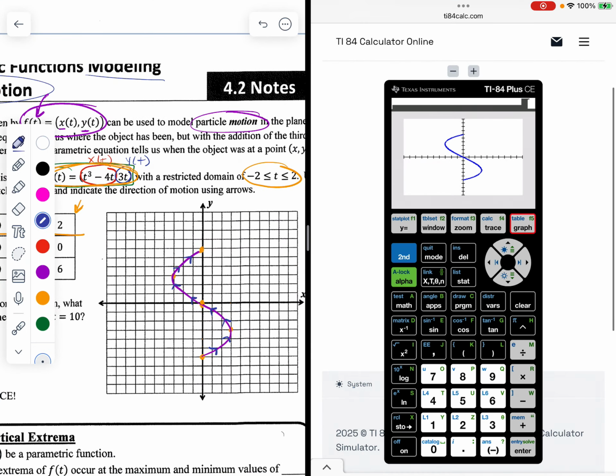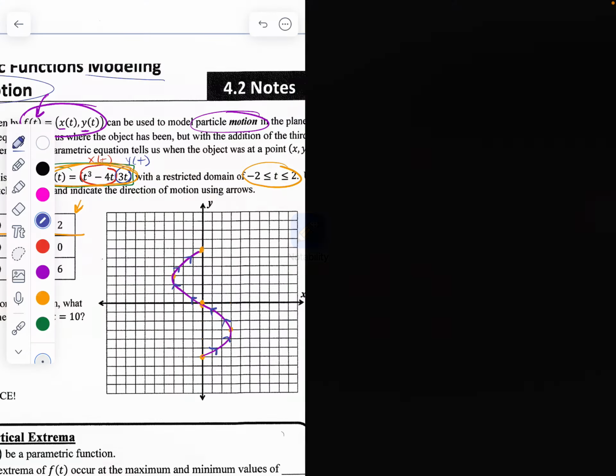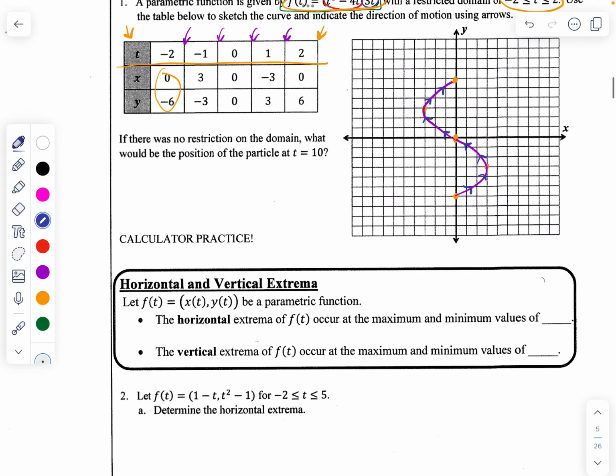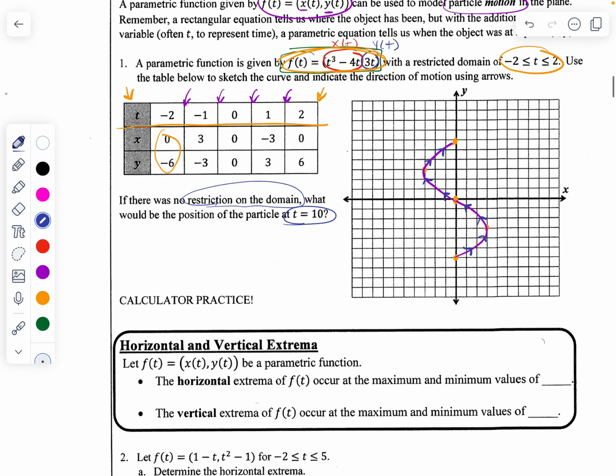Okay, we'll bring back the calculator in a little bit. So now that we're looking at that, if there was no restriction on the domain, what would the position of the particle be at t equals 10? Since we know the function f of t, I can find f of 10, which is t cubed, that's 10 cubed, minus 4 times t, which is 10, comma 3t. Well, 3t is just 30, yes? So let's go ahead and evaluate this.